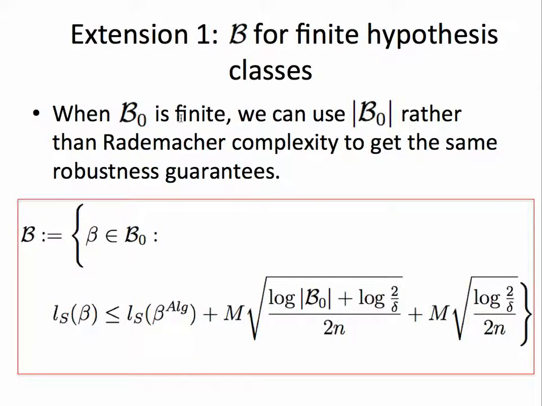When B0 is finite, we can use the size of B0 rather than the Rademacher complexity to get the same robustness guarantees. So all that changes is that instead of 2 times the Rademacher complexity of a certain function class, we'll have this term here in the definition of the set of good models.